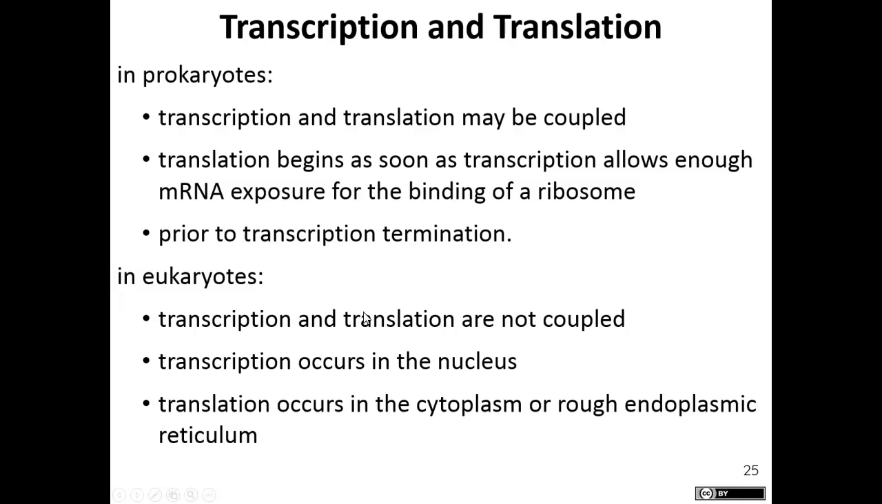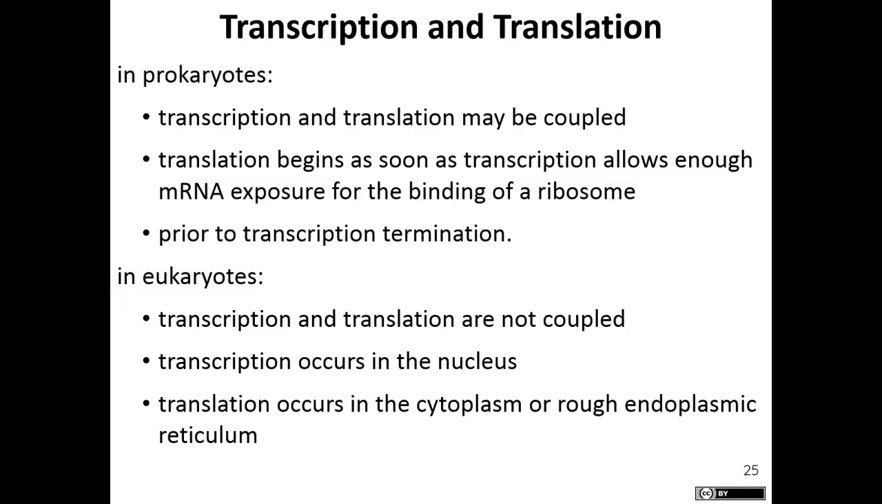So the process of transcription and translation can be coupled, which means you can be transcribing and translating at the same time in prokaryotic organisms. This is because both transcription and translation occur in the cytoplasm, and the transcript that you're producing for prokaryotes codes only for proteins. So the initial transcript is what we're going to translate. In eukaryotes, they are not coupled, and the reason for that is twofold.